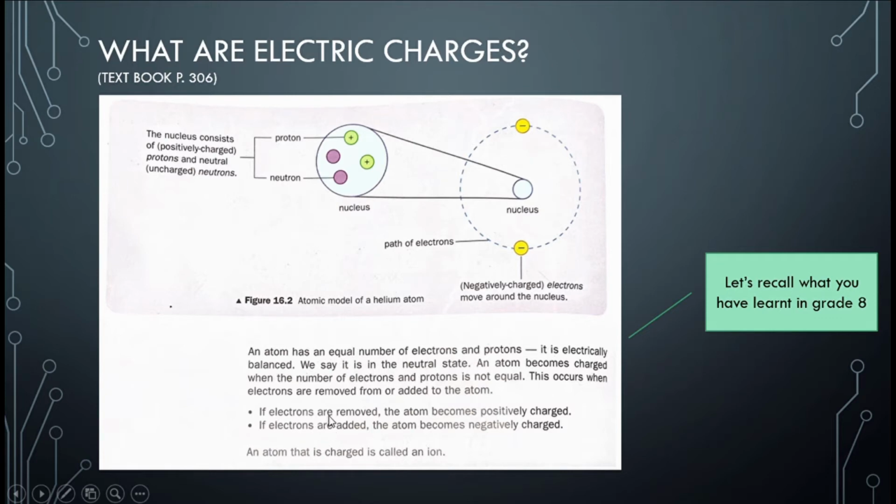If electrons are removed, the atom becomes positively charged. If electrons are added, the atom becomes negatively charged. Okay, so if an atom has more electrons, it becomes negatively charged. If an atom has fewer electrons than protons, it becomes positively charged. An atom that is charged is called an ion.